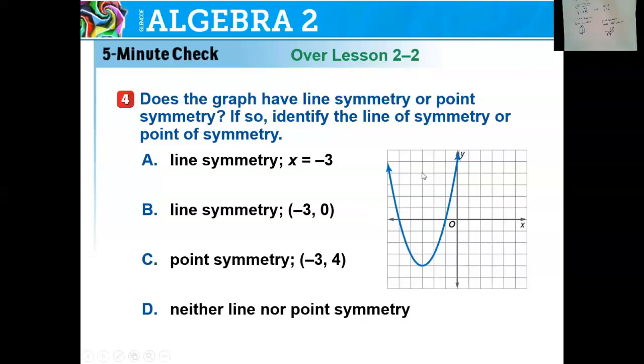If we were to flip it about this point, this area would come up to the top and our ends would be pointing down. It doesn't map upon itself. So we can't have point symmetry here.